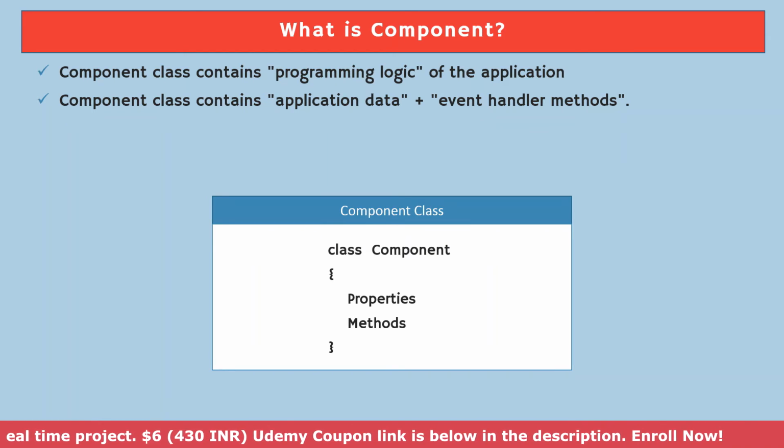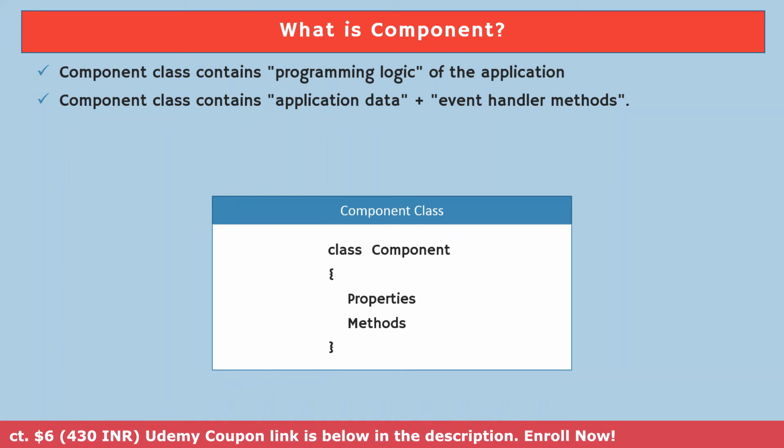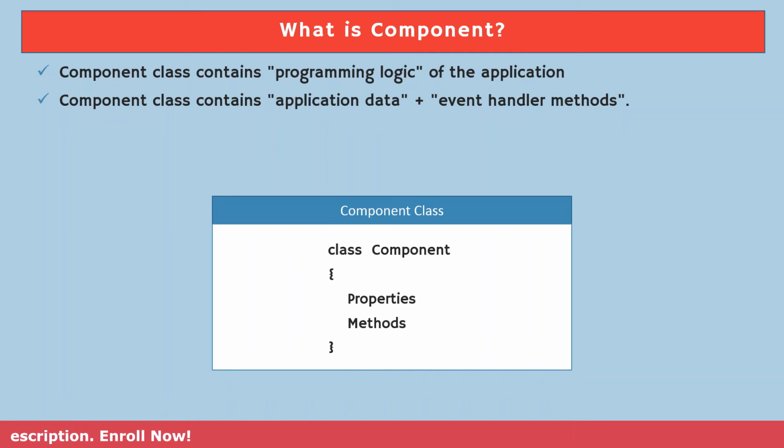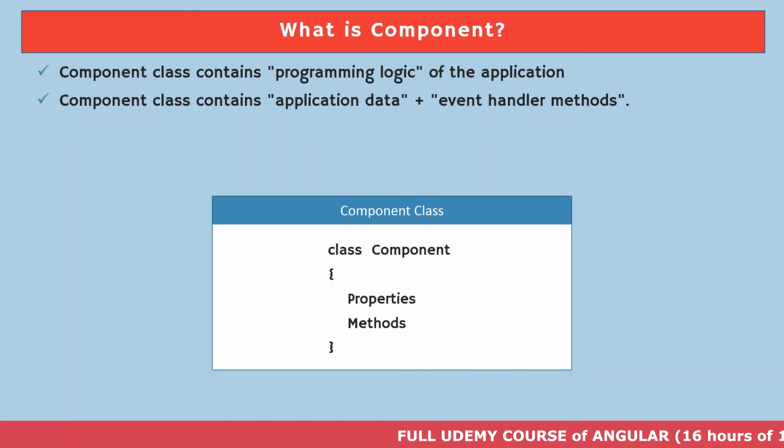And also it contains event handler methods in order to respond to user actions. For example, in the My Profile page, I want to display the name of the person. So person name is the property that is available in the component class. And when the user clicks on the Save button, it is going to execute a method called onSaveClick, which is present inside the component class.